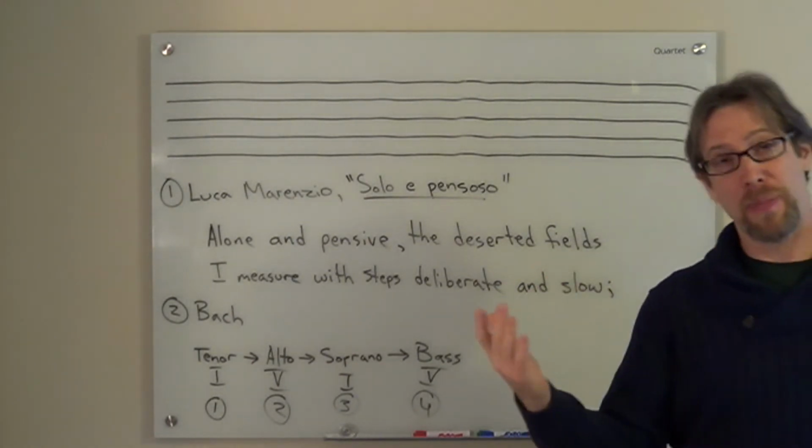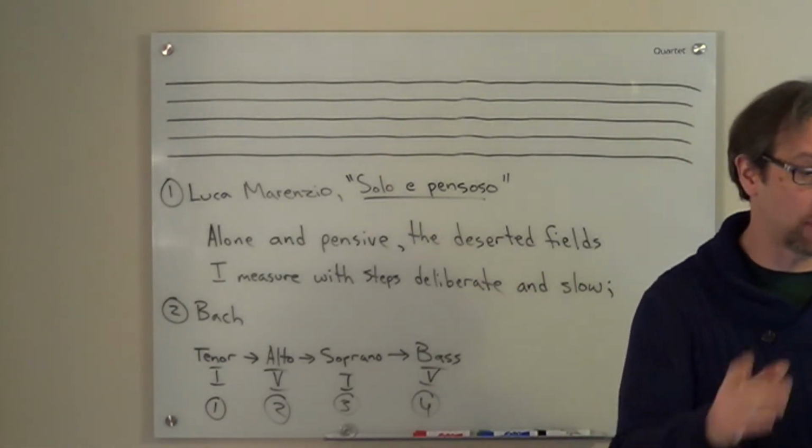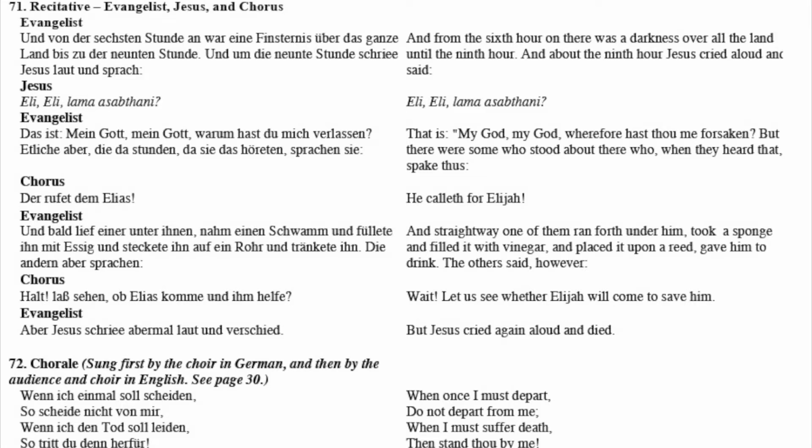Matthew's Passion. Again, a passion is the story of the crucifixion and resurrection of Christ from the Bible. So the text is, this is a rough translation, and from the 6th hour on, there was a darkness over all the land until the 9th hour. And about the 9th hour, Jesus cried aloud. Jesus then makes his cry. The evangelist, who functions as a narrator, says, "That is, my God, wherefore hast thou me forsaken? But there were some who stood about there, who when they heard that, spake thus."